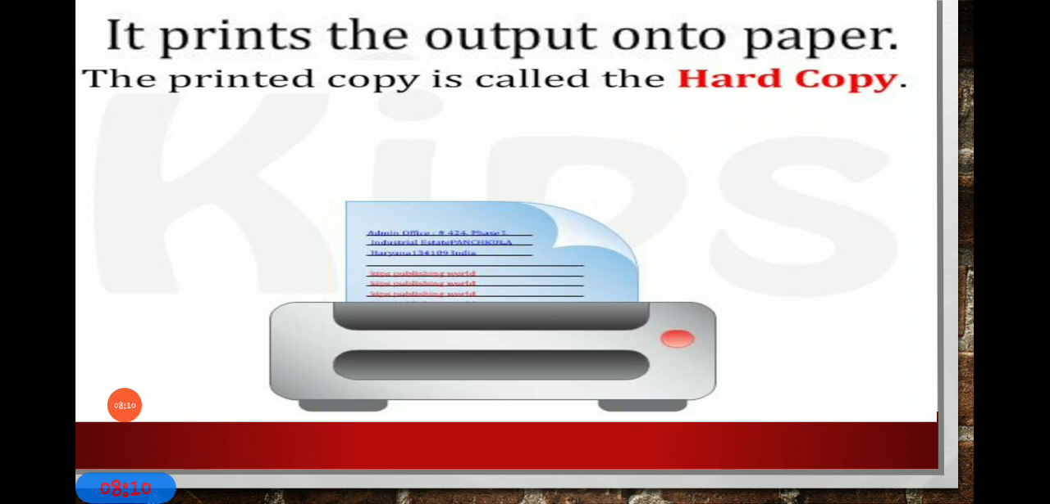The printed copy is called a hard copy. Whatever you see in a monitor, that copy is known as soft copy. But whatever copy comes out on a paper is called a hard copy.